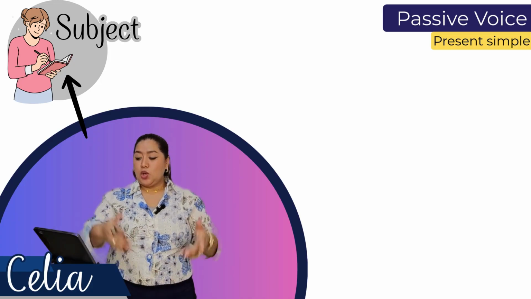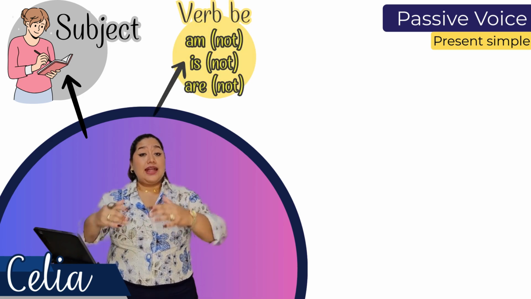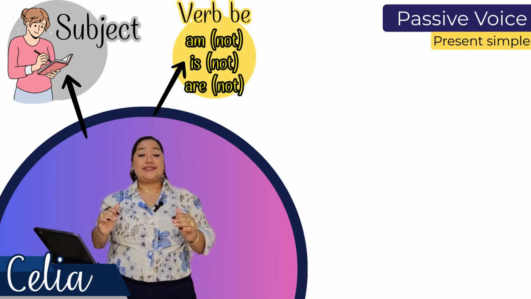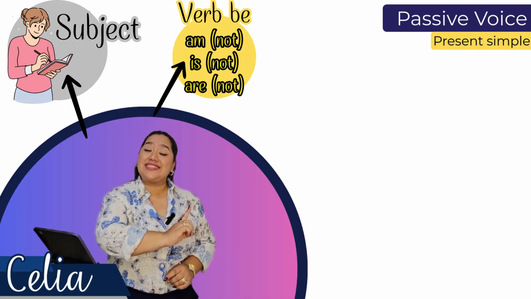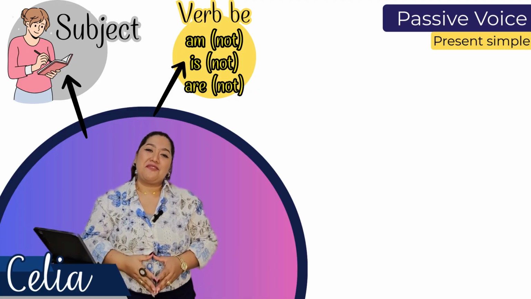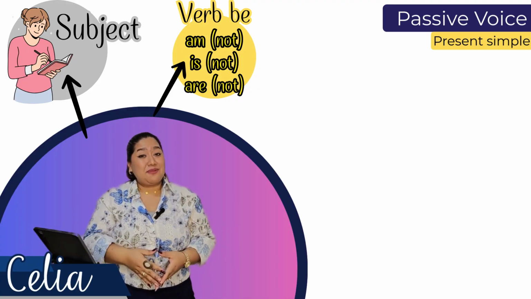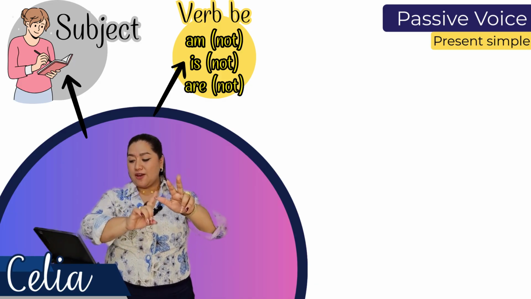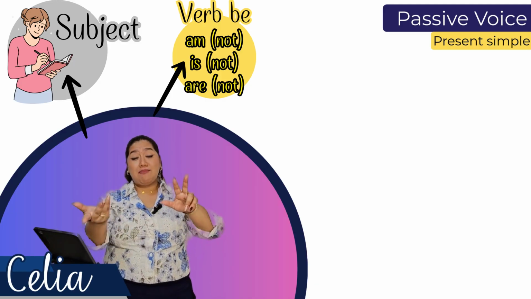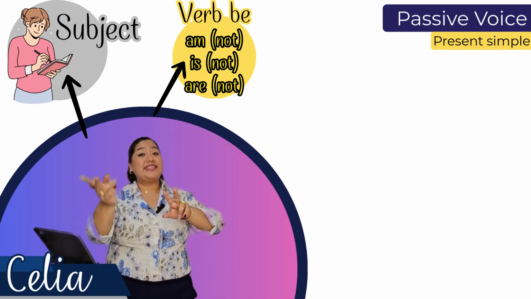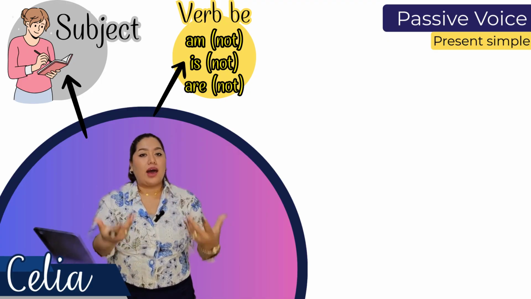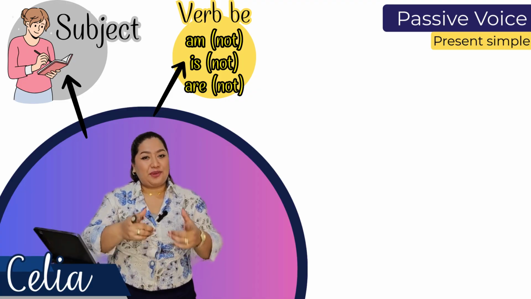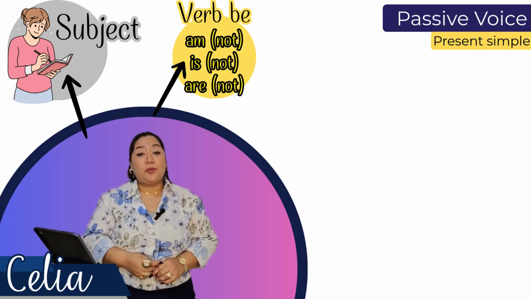And after that, you need the verb be. The verb be is really important in passive voice. And in this case, it's present simple passive. So you're going to use the verb be in present simple. It means we have three conjugations to work with. We have, of course, am or am not, is or isn't, are or aren't. Why? I repeat it. This is present simple passive. So the verb be in present simple.